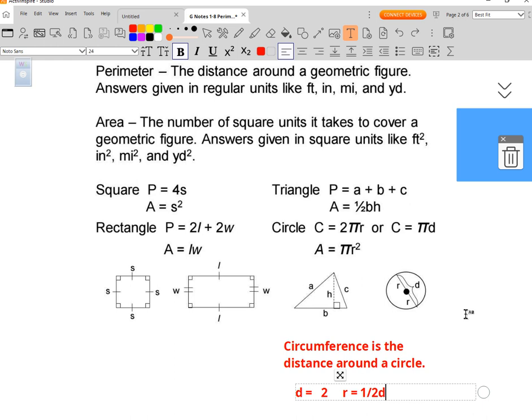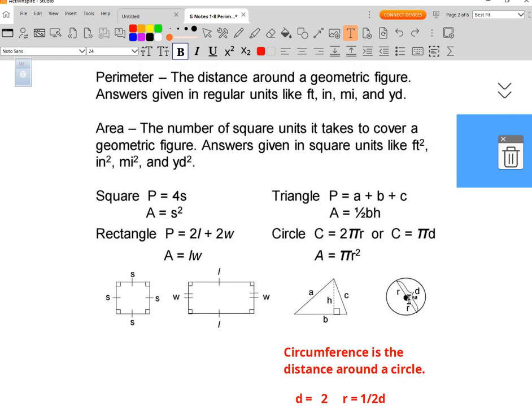Okay? So the radius, remember, this little dot here, that's the center point of the circle. The radius is from this point to the edge of the circle, right? The diameter is the complete length across the circle through the center point. So the diameter is the distance from this point through the center point to the other side. The radius is half that distance. It's from the center to the outside of the circle. Does that make sense?